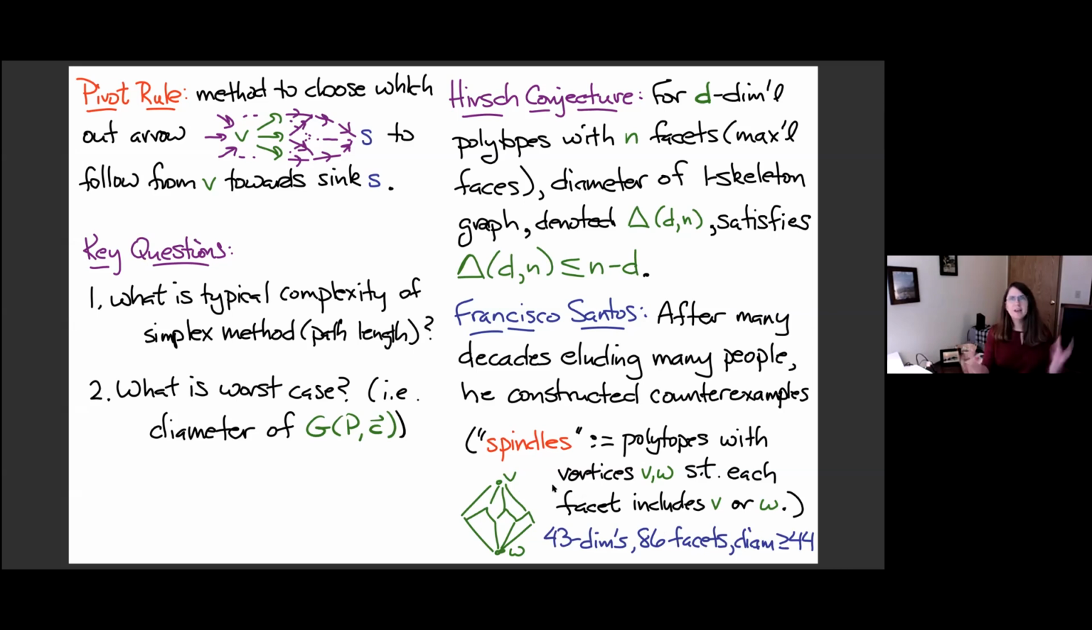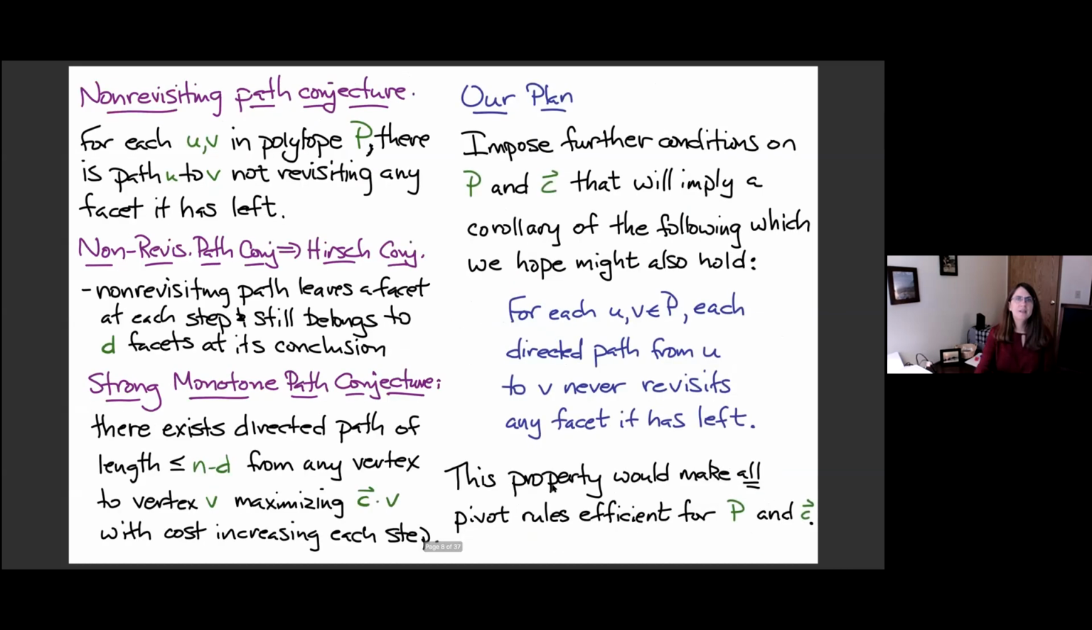So anyway, this is kind of a framework for what I want to talk about, some history. I'm almost to saying what our plan is, or a big part of our plan for the talk. Another conjecture that's related to the Hirsch conjecture is called the non-revisiting path conjecture. It says whenever you have two vertices u and v in the boundary of a polytope, there exists a path from u to v that never revisits any facet after leaving that facet.